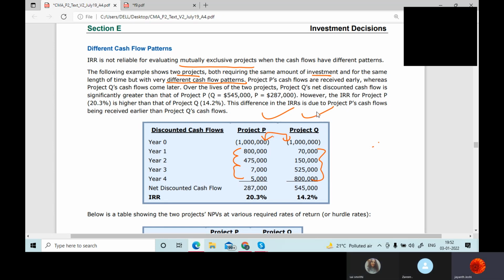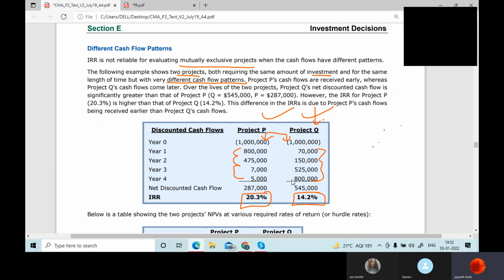So this would look more convincing. Why? Because here every year my cash flow is increasing. Here my cash flow is decreasing. I'm not speaking about the payback period method. I'm speaking about the NPV, IRR method. Now, even though my cash flows are increasing, my IRR is less. My cash flows are decreasing, my IRR is more.